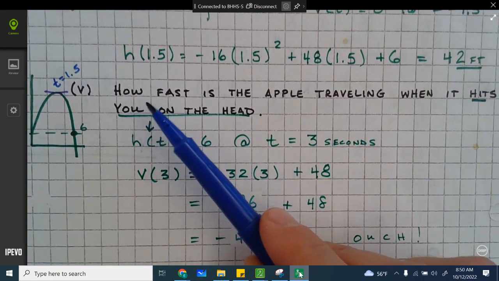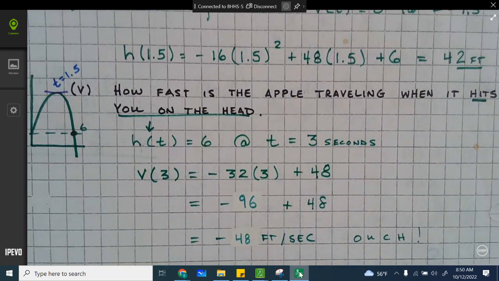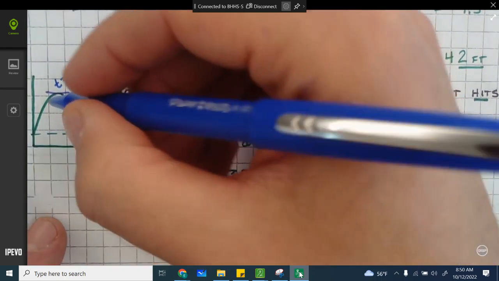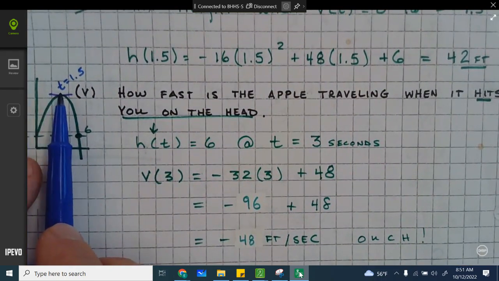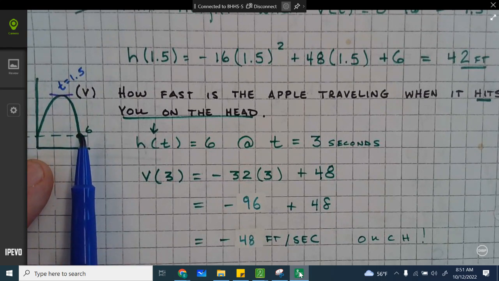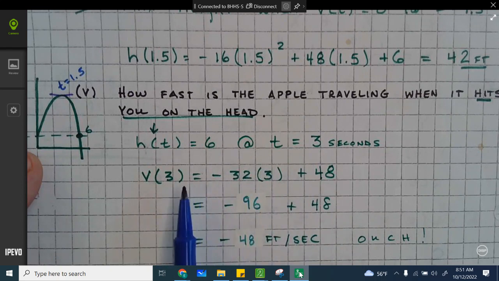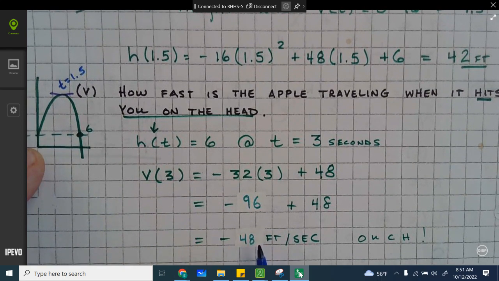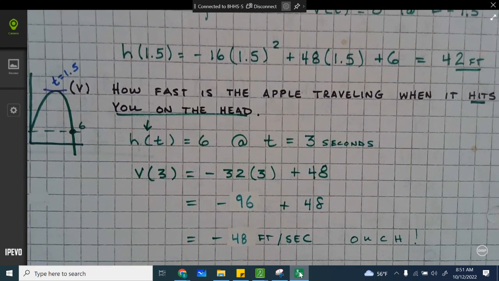The second one says, how fast is the apple traveling when it hits you on the head? There's a couple different ways to do this. But what I know some of you said is, if this time right here at the maximum is 1.5, then this time where it hits you on the head, because of the symmetry, is going to have to be t equals 3. So you can take 3 and plug it into the velocity equation. That'll tell you how fast the apple's going. And it comes out to be negative 48, which kind of makes sense. If it went up at 48 because of the symmetry, it's going to come down at 48 as well.